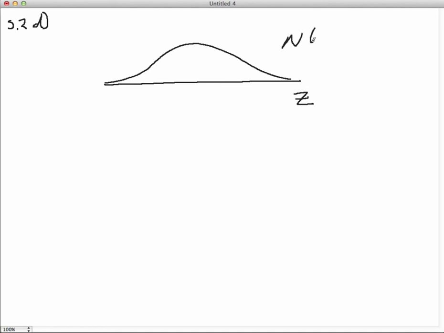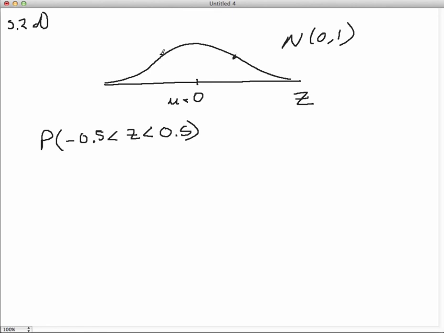Here's my Z. This is N of 0, 1. We know that we're centered here at 0. That's our mean. What we want is the proportion of values of Z that are between negative 0.5 less than Z, which is less than 0.5. So what proportion of values actually fall in that interval?